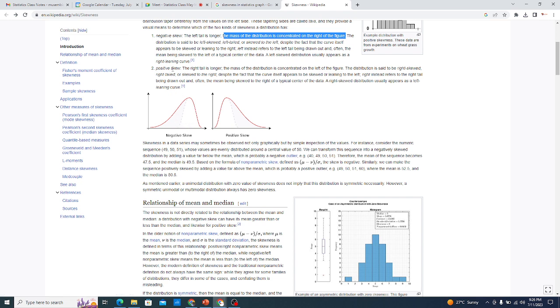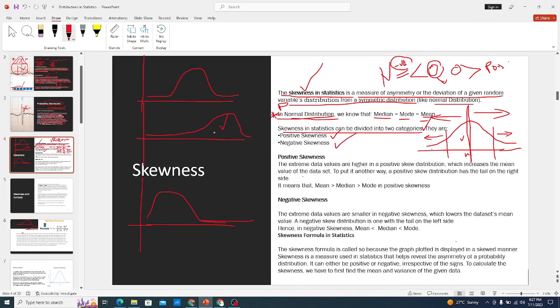What about the positive? For the positive, we are saying that the right tail is longer. You can see the tail is longer here, meaning that most of our data is concentrated to the left side of the curve, like I had illustrated.